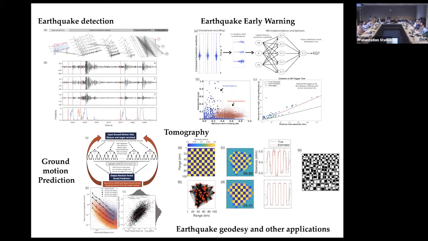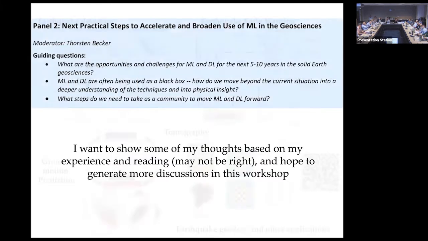Last in the paper, but not least, is earthquake geodesy and other applications. If you read that, you can see that in our field people are really trying to apply different types of machine learning algorithms and other algorithms to our data, which is really interesting. Since we had a lot of discussion this morning on specific applications, I won't go into the details of this review paper. You can read it offline and also read some of the papers we listed there.